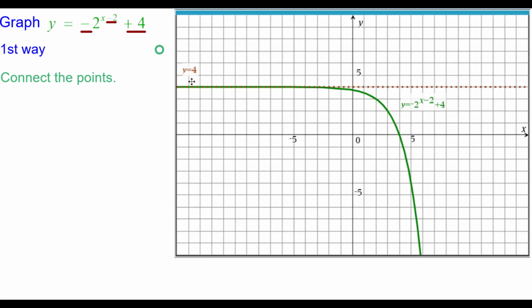Connect the points and we get that easy chair shape, but it's now been reflected because of the negative sign or the opposite sign. We compare it to that parent function.